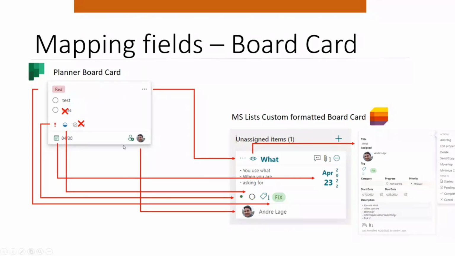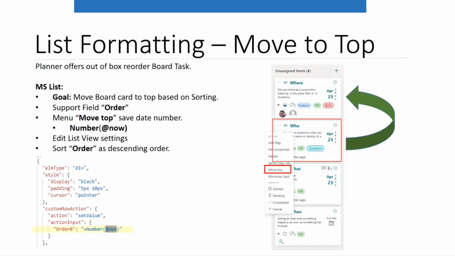So what and where is going to be positioned on the new board card that I customize? What are the additional features that, for example, the Planner has? The ability to move the board card up and down. Since list formatting is a little more limited, the only option that I provide is to pick the card and move it to the top itself. For this, I use the current capability from the views from the list, and I change the order.